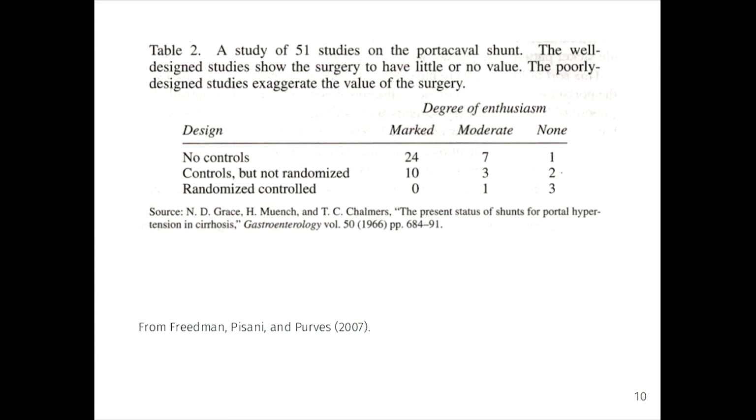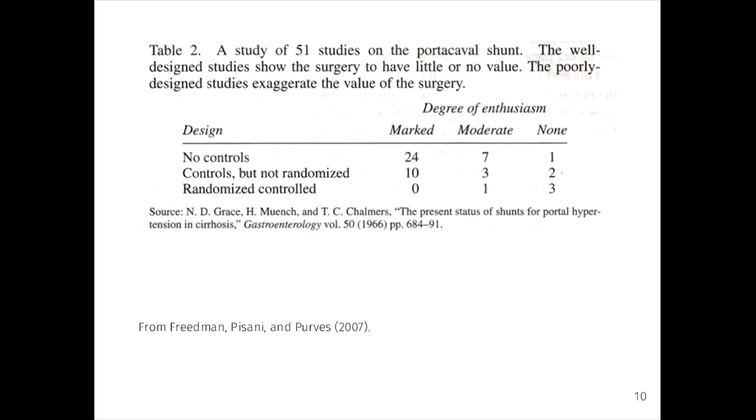The top row shows studies without any controls. The middle row shows studies with controls but not randomized, so we're comparing patients who received this treatment to patients who didn't, but there was not randomized assignment. And finally, in the bottom row, you see the randomized controlled trials, the ones that I'm telling you should use.